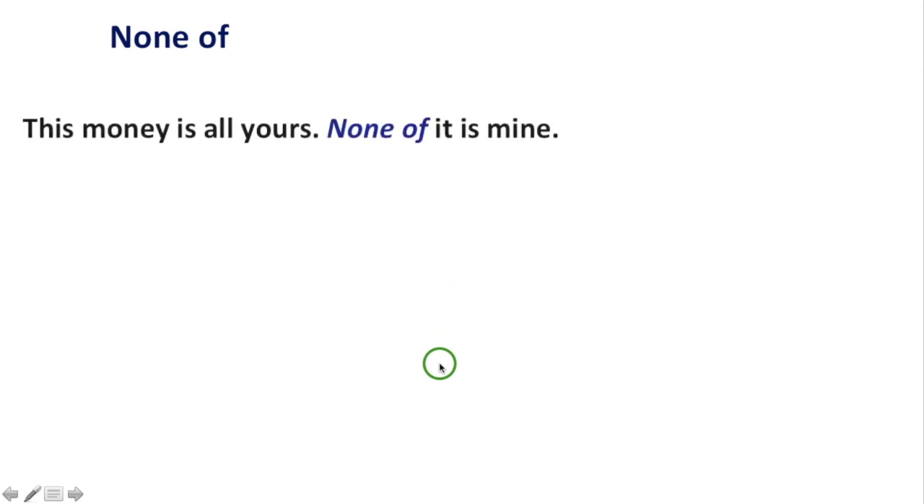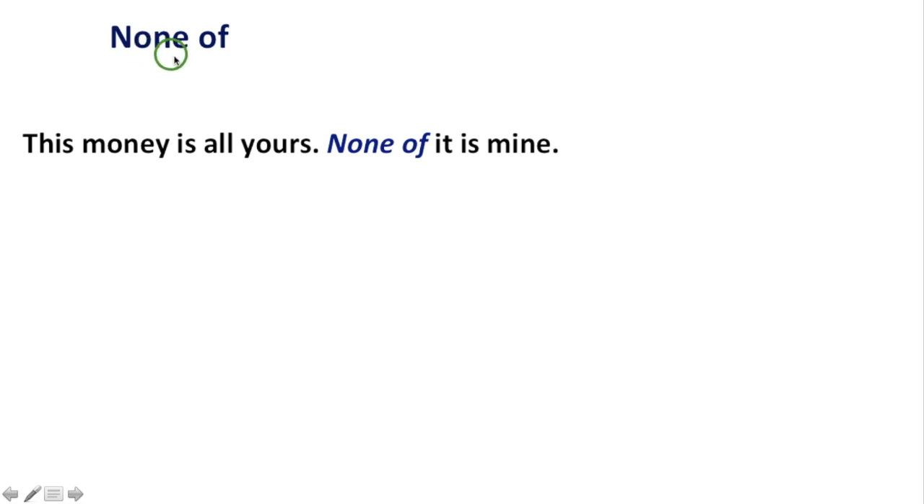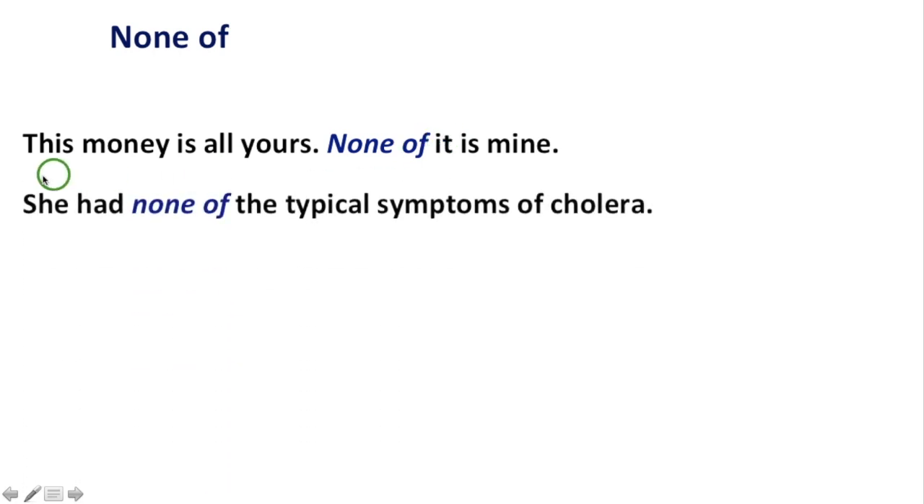We often use none of, that is, with none we have to use the preposition of. Now let's see the example. This money is all yours, none of it is mine. Here we find after none of there is a pronoun. So instead of a noun, if we use none with a preposition, we can use a pronoun there. And she had none of the typical symptoms of cholera. Here also we find that after none of, we can use a noun phrase, but we do not use none with only a noun.